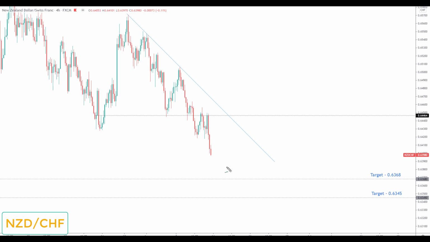So very simply put, going into next week, any pullback in this market will be viewed as a great opportunity to start to look for bearish reversals down to the next key of support to the downside and the target set at the 0.6368.